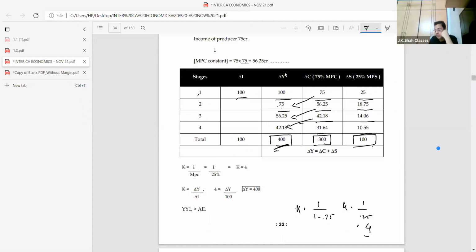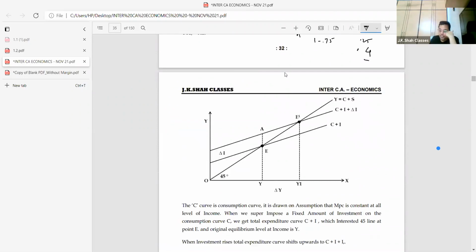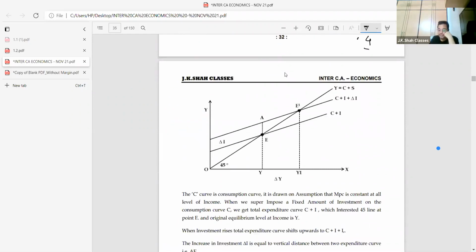Nothing can be easier than this. Got it? The answer is 20 lakh here. Why are you taking time? Chalo, let's go ahead. Look at the diagram.